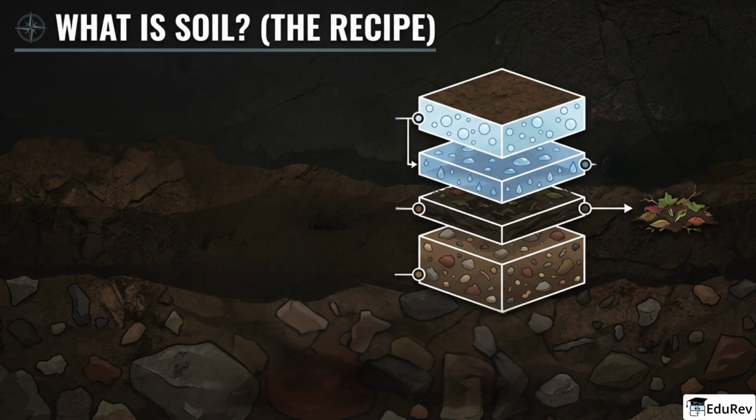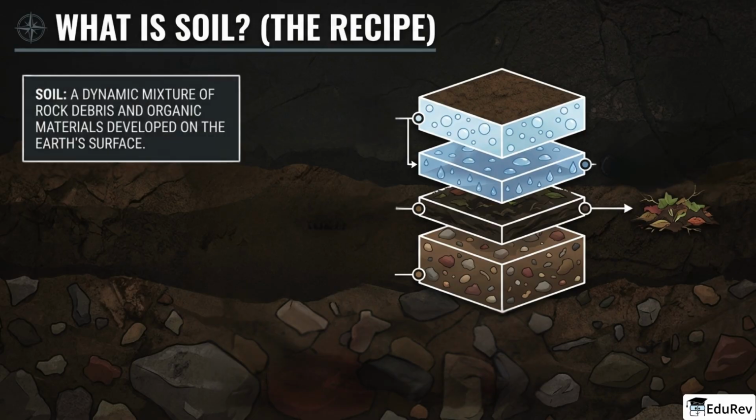So what is soil? Soil is a dynamic mixture of rock debris and organic material developed on the Earth's surface. And notice the word dynamic. That matters. Soil is not a dead pile of particles. It is constantly changing through moisture, air, roots, microbes, and weathering.